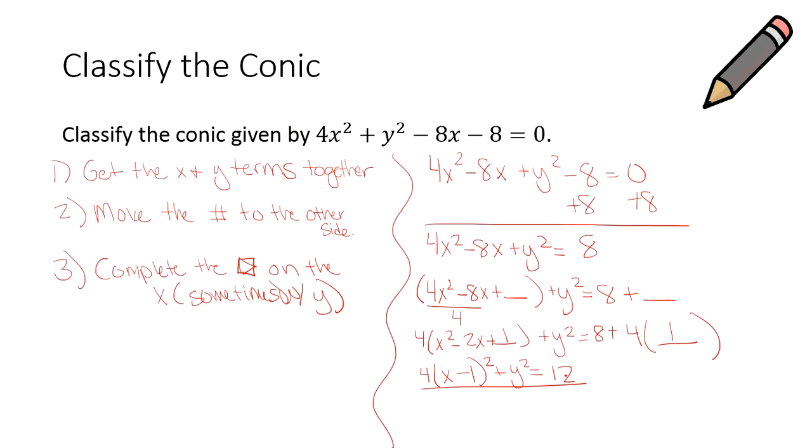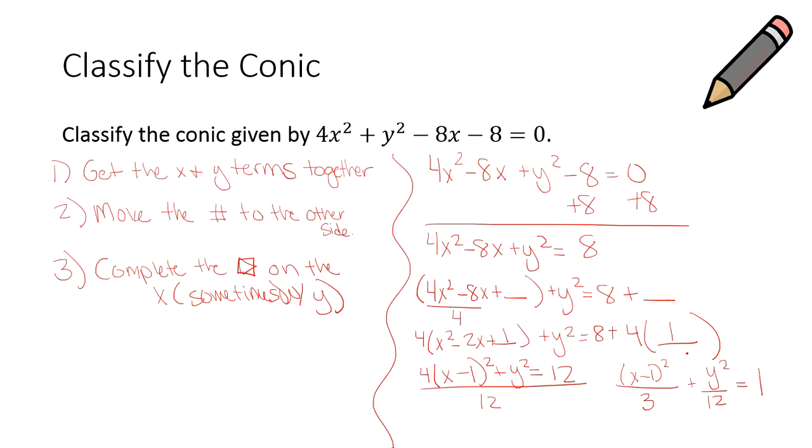Now, I need this to be equal to 1. Because notice, guys, I have something in front of the x squared term. That can't be. You cannot have anything in front. If that's the case, most likely you need to divide this number out. So let's divide the 12 on both sides. So I'm going to get x minus 1 squared over 3 plus y squared over 12 equals 1.